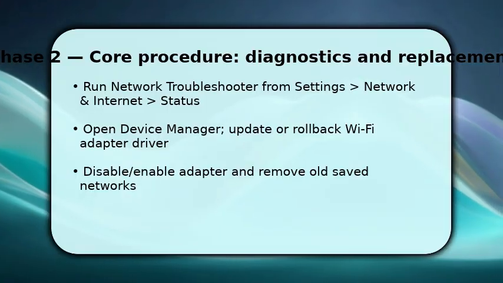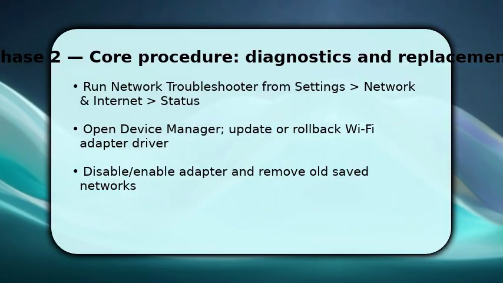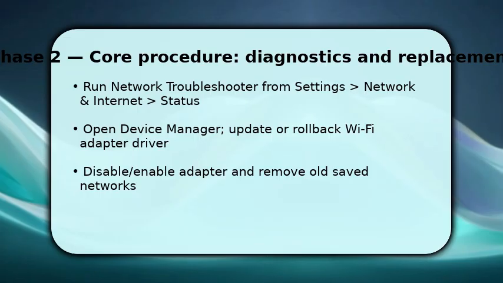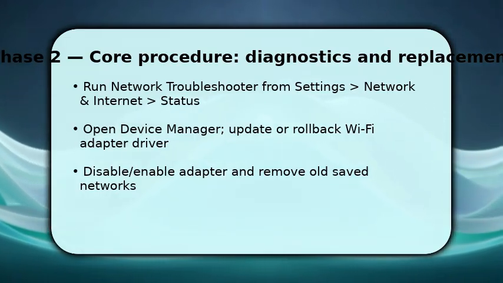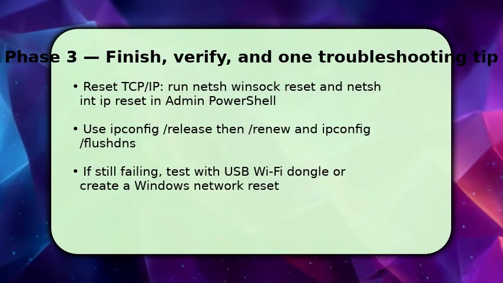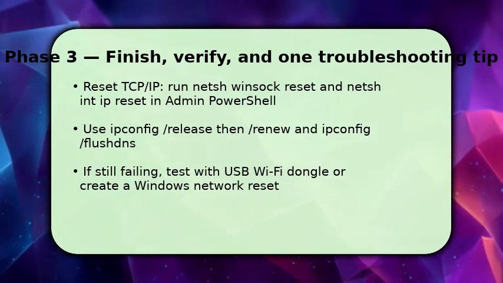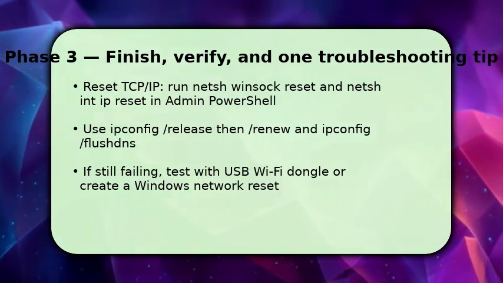Finally, remove old saved networks so Windows forgets bad profiles. Once done, try reconnecting and entering the password. For stubborn cases, open an elevated PowerShell and run netsh winsock reset, then netsh int ip reset. This repairs socket and protocol stacks.